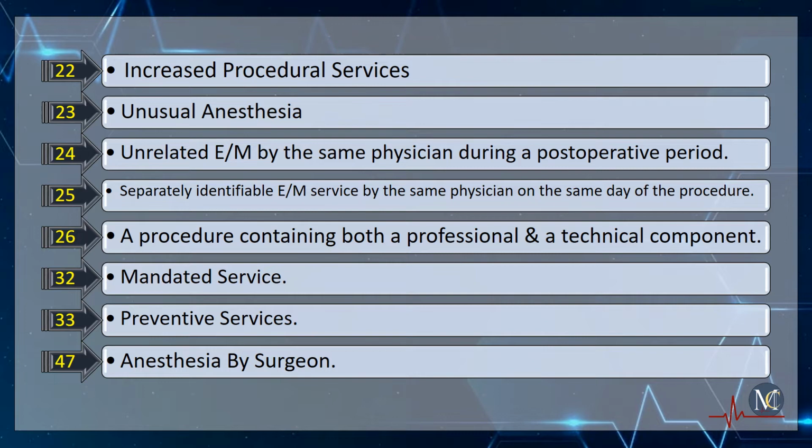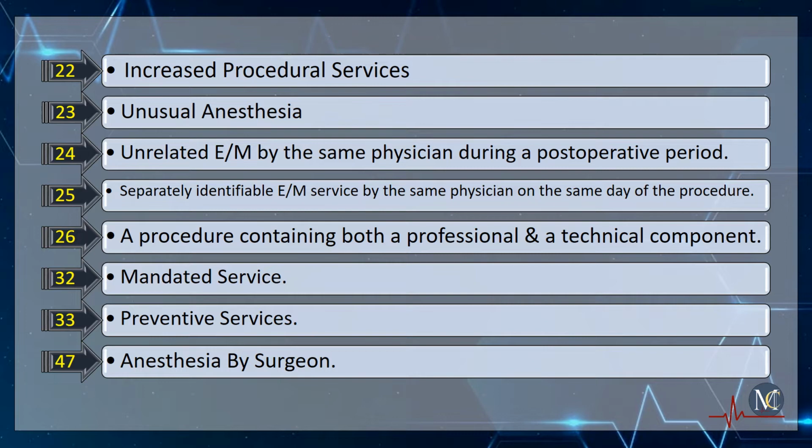CPT modifier 33, also known as the preventive services modifier, covers services like immunization, screening, well child examination, and mammograms. Modifier 33 is used to indicate preventive services that are exempt from patient cost sharing. It helps the insurance company to quickly identify the service as preventive and apply the proper benefit and payment to the claim.